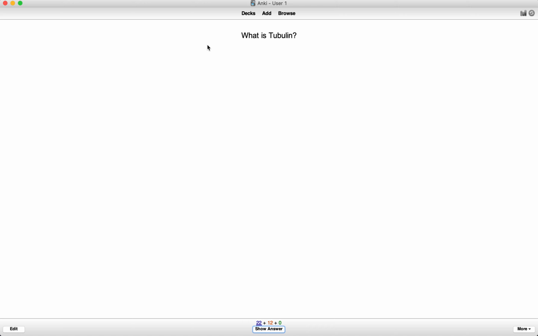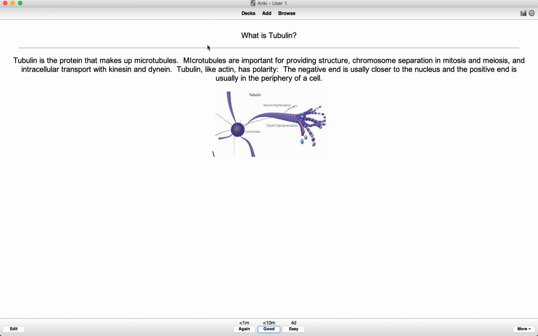Tubulin is the protein that makes up microtubules. It's important for brain structure and chromosome separation. It has polarity: negative ends closer to the nucleus and positive ends closer to the periphery of the cell. So it makes up microtubules, and it has polarity, with negative ends closer to the nucleus and positive ends closer to the outside.